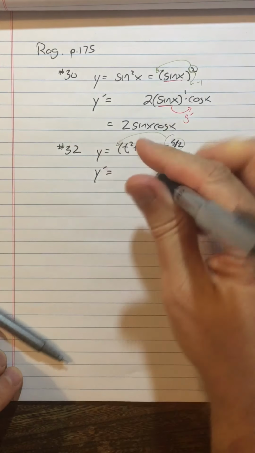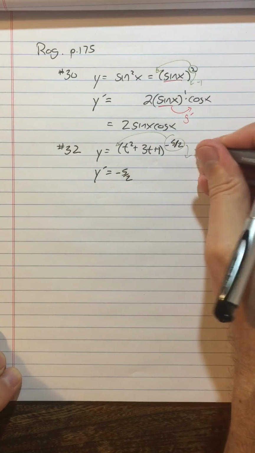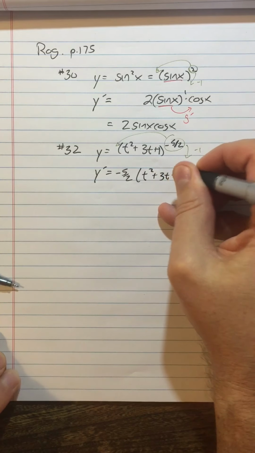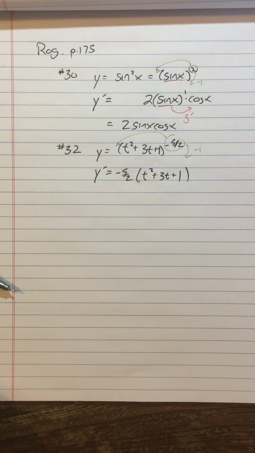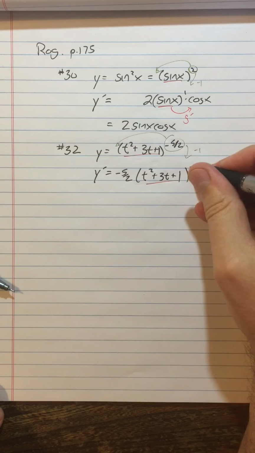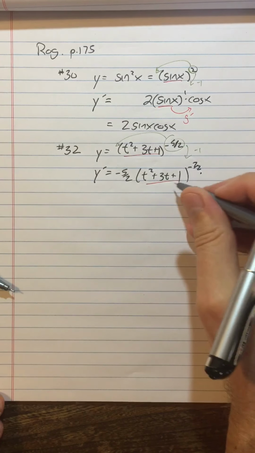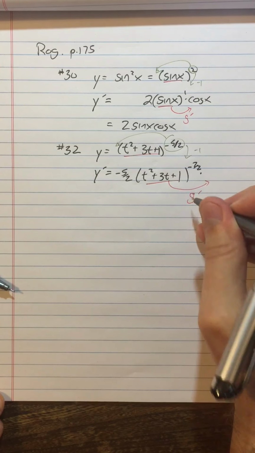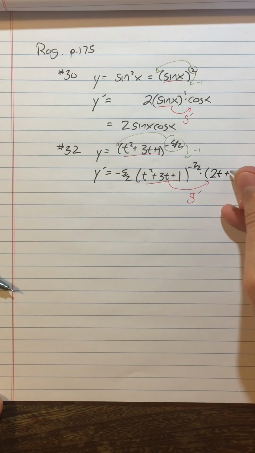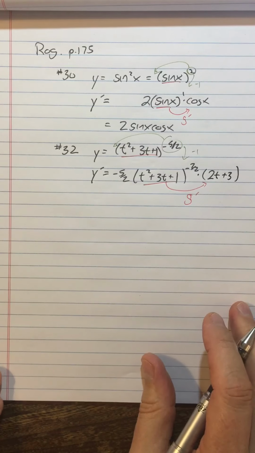So I'm going to use power rule. I'm going to bring that negative 5/2 out to the front. I'm going to drop the exponent by 1. I'm going to keep everything inside the same. And when I drop that exponent by 1, it becomes a negative 7/2. And then I just multiply times the derivative of the inside function, g prime. It's going to be 2t plus 3. All right?